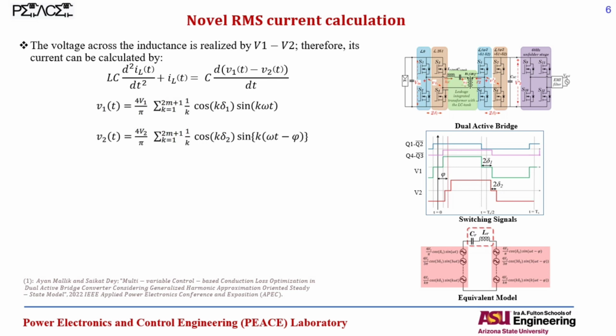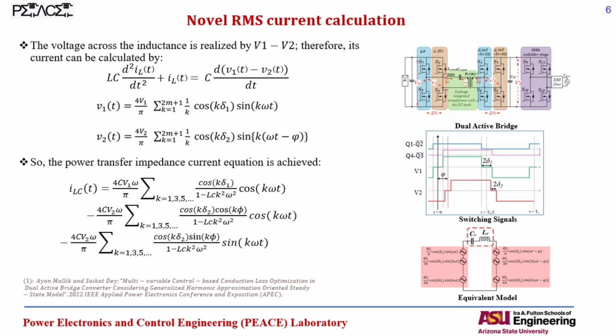So if we put these equations for V1 and V2 into this second order equation, we will be able to find the time varying equation of the current through the LC tank, which is provided here. So basically, if we have this one, we are able to find the RMS current based on this equation that you can see here. However, this will provide us with the current equation for the DC operation of any DAB that is present.